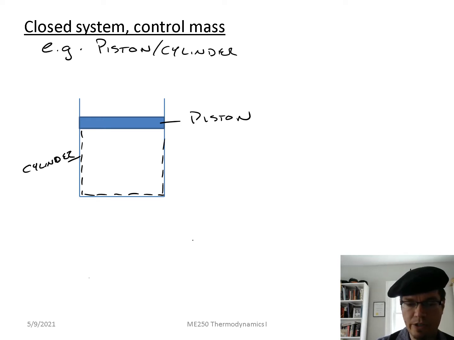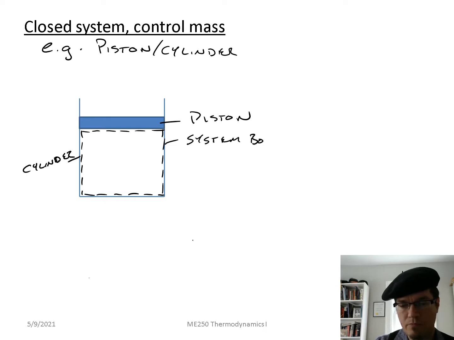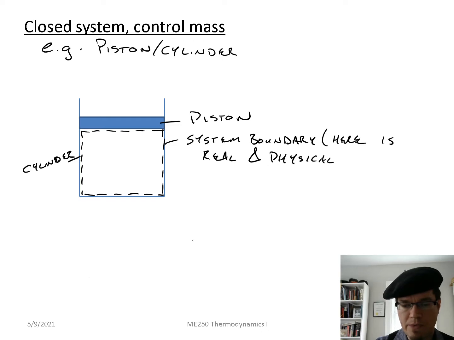It could be a quantity of liquid, a quantity of gas, a mixture of the two, or a solid for all we know. It's the stuff inside that boundary. So we usually draw the system boundary as a dotted line. And in this case, the system boundary is real and physical, meaning that it coincides with the walls of the cylinder and with the head of the piston, but it doesn't include any of the steel or glass or plastic that make up that cylinder and that piston.